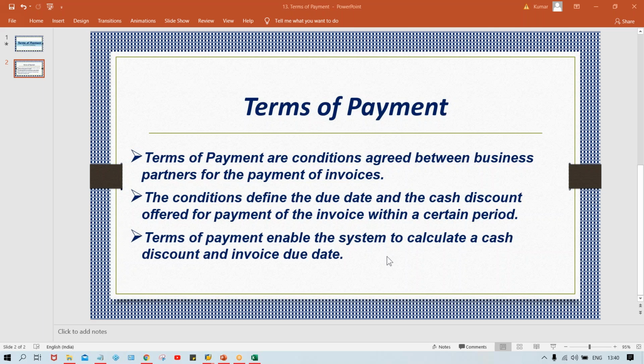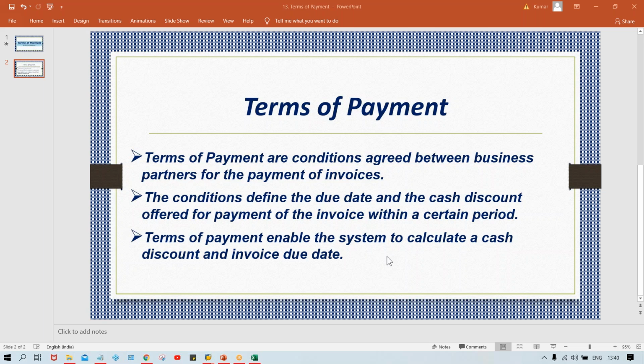And terms of payment generally is a client level setting, guys. Why? Because it is not assigned to any company code. It means when we set up the terms of payment, it can be used by all company codes. Okay.